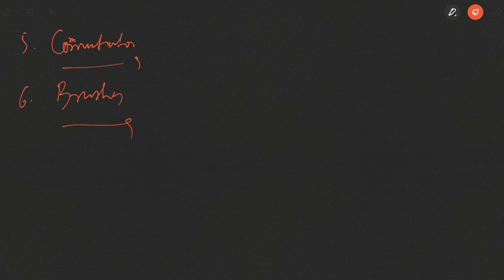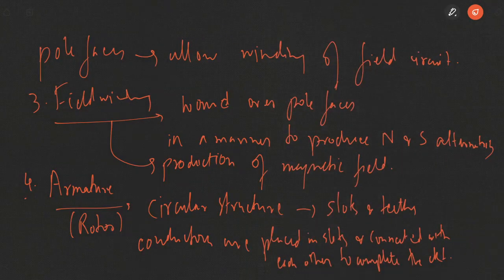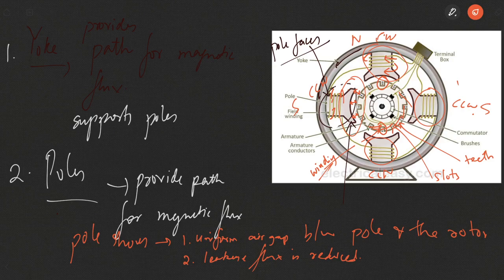So typically a commutator is made up of copper bars, and its important job is that of commutation, that is the process of AC to DC conversion. Fine. Brushes are made up of carbon or graphite and they are responsible for collection of current. So commutator and brush segments work together for conversion of AC to DC, or if it is a DC motor, then they will be fed with DC voltage and convert it into AC current that will flow through the armature windings.